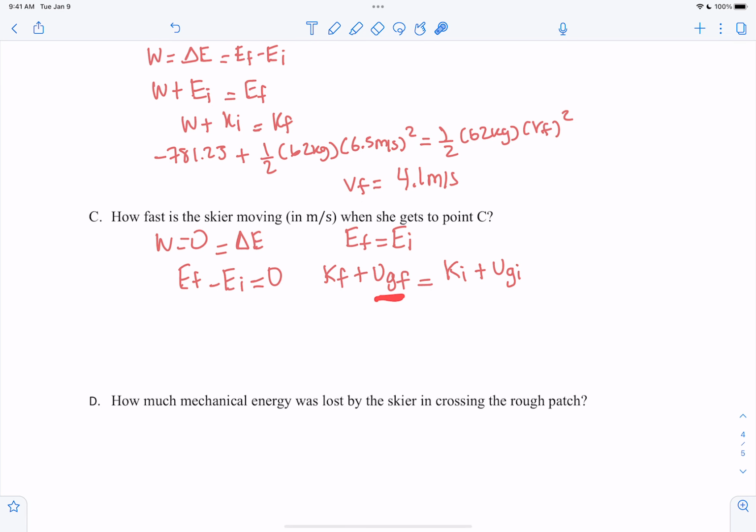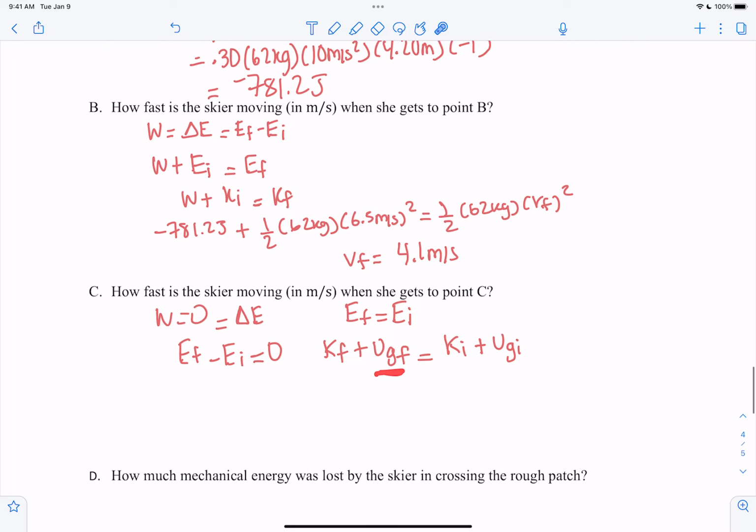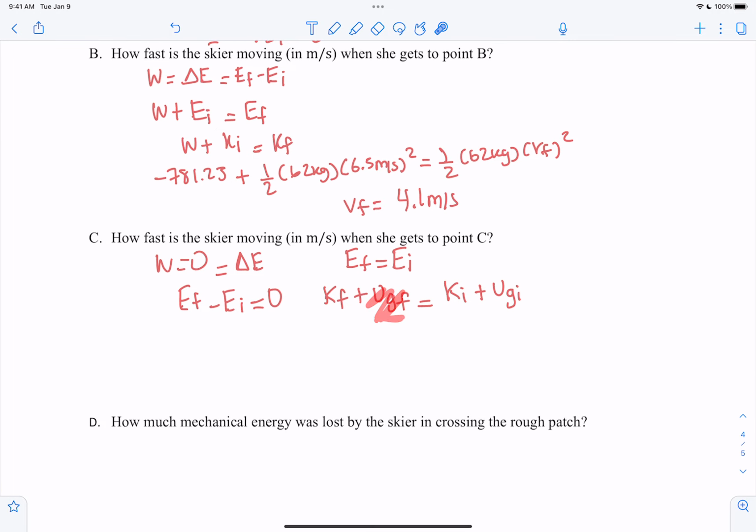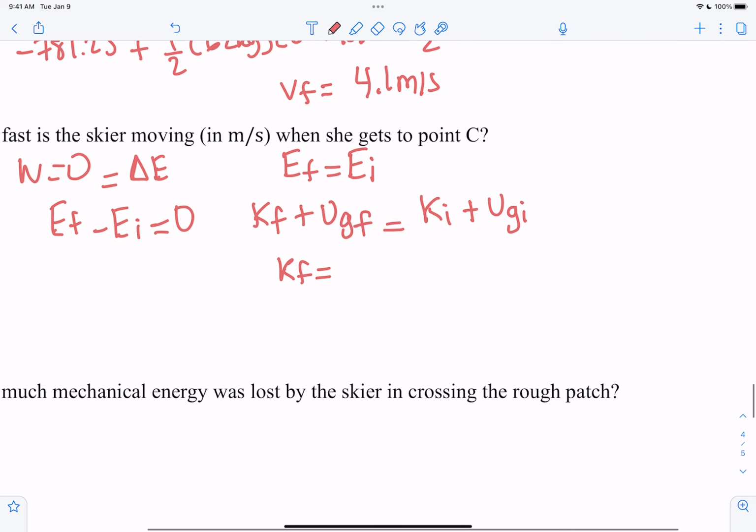Our final gravitational potential energy should be 0, right? Because if we make this our arbitrary 0 point, you hit a height of 0, and in mgh, if h is 0, then this part goes to 0. So our final gravitational potential energy at the bottom of the hill should be 0. So we're just left with KF equal to our initial kinetic energy plus our initial gravitational potential energy, right? Our initial kinetic energy was half times 62 kilograms times vi squared, right?